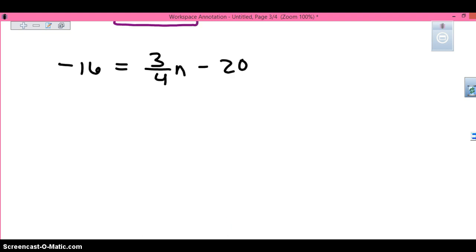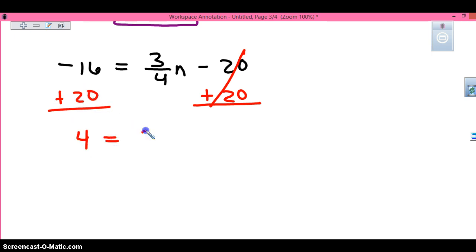If we need to solve negative 16 equals 3/4 n minus 20, we need n by itself. So we're going to start by taking minus 20 to the other side. That means we have to add 20. What you do to one side, you do to the other. So 4 is equal to 3/4 n.